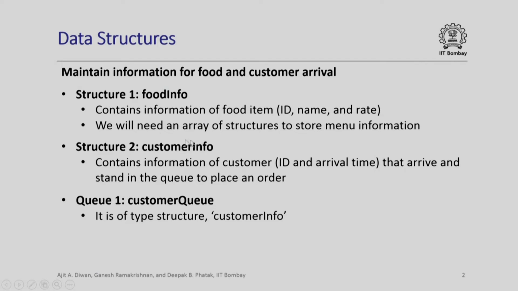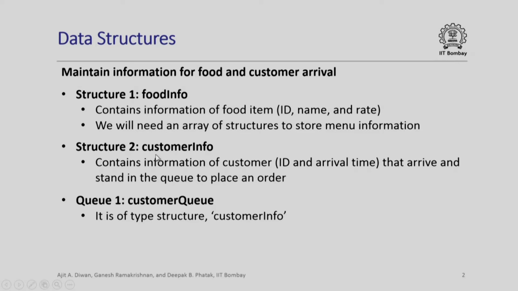In this session, we will write a C++ program to implement the illustrative example and processes that we saw last time. The data structures that we will require first will be information to be stored for food and customer arrival. So, one structure we use is food info, which contains information on food item, name and rate. We will of course need an array of structures to store complete menu information. We will see how this is handled.